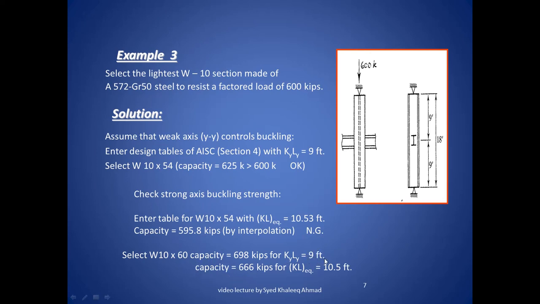So we have to restrict our effective length as 9 foot and check another section which is higher than W10 by 54. So we go to W10 by 60, which gives you a capacity of 698, and then we check again the same thing. We calculate KL equivalent, which is 10.5, and then by interpolation we get the capacity of this W10 by 60 as 666 kips. Now this value is more than 600 kips.